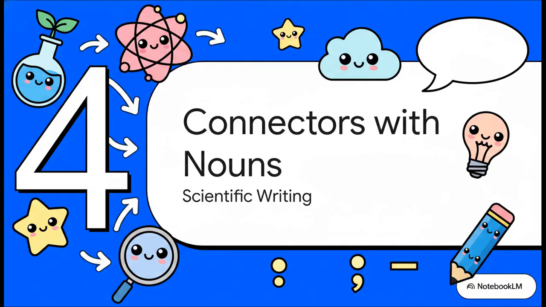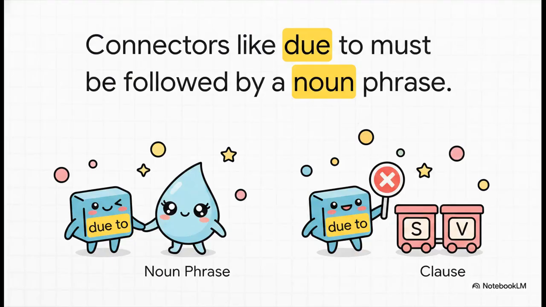Section 4, Connectors with Nouns. Let's make that scientific writing crisp and concise. All right, so we've got clauses down. But what happens when we don't have a verb? What if we just have a noun phrase acting as our cause? Well, grammar rules dictate that you've got to switch up your connector. You can't use because anymore. Instead, you need phrases like because of, due to, or owing to.